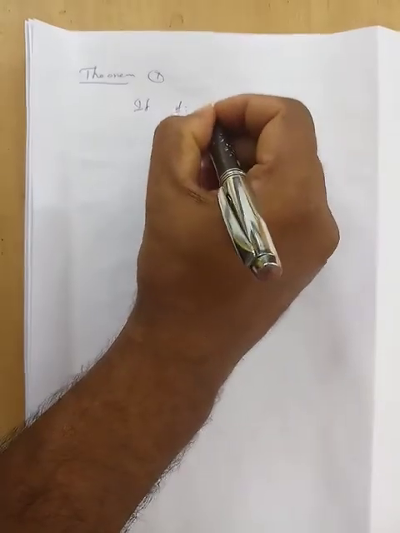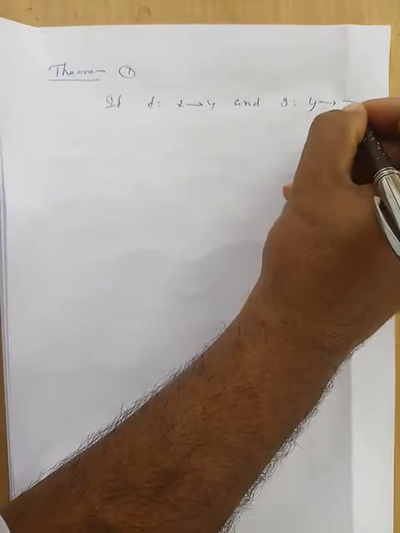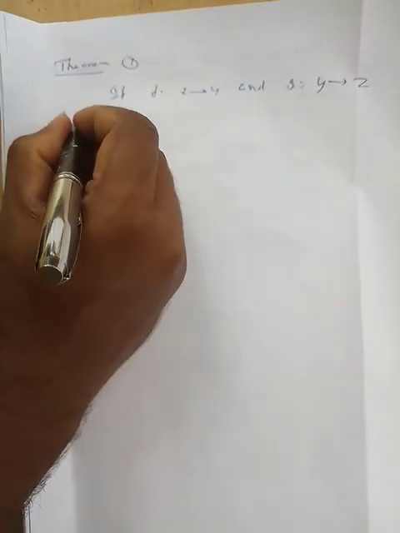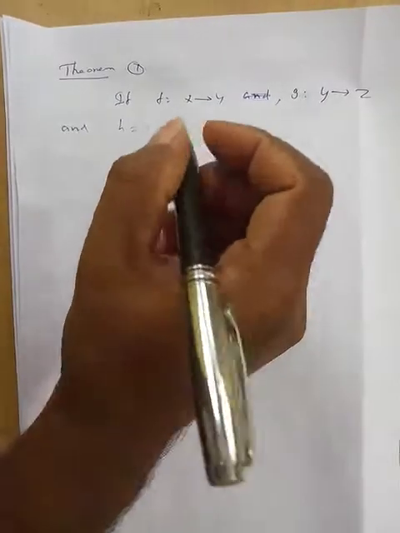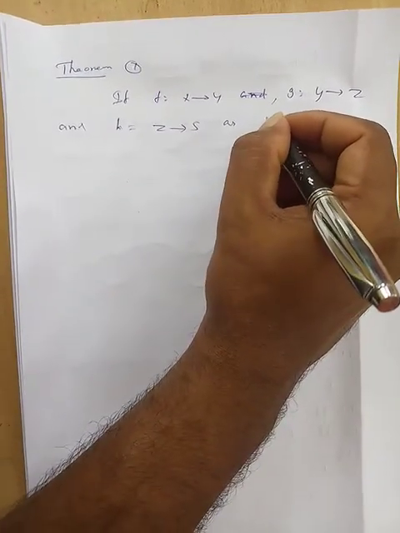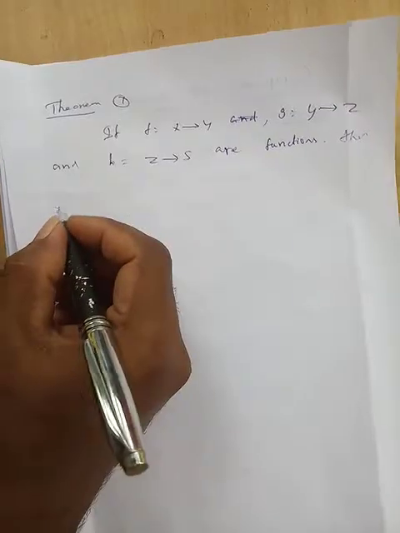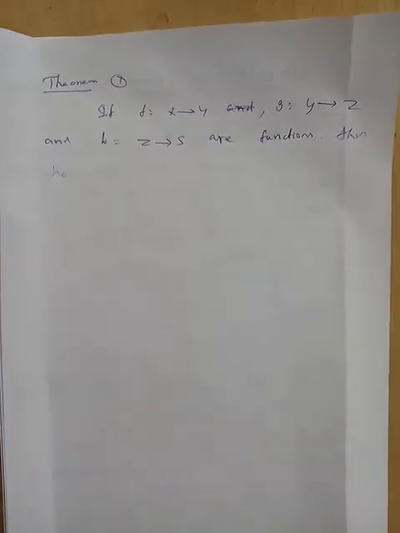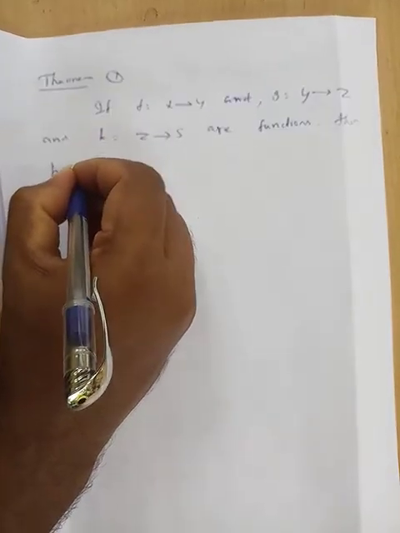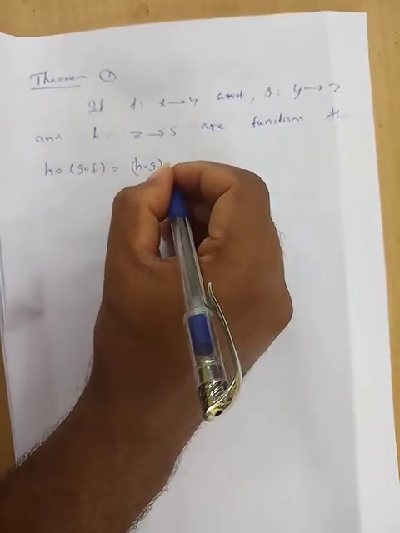Now a theorem. Theorem 1. If f from X to Y, g from Y to Z and h from Z to W are functions, then h composition (g composition f) equals (h composition g) composition f.